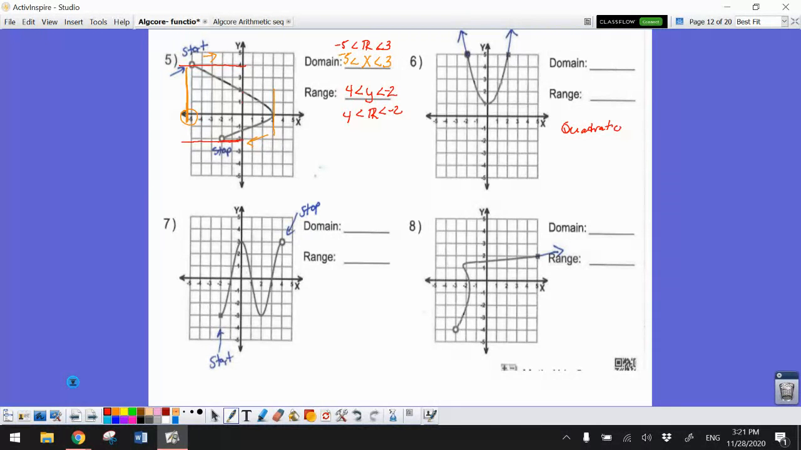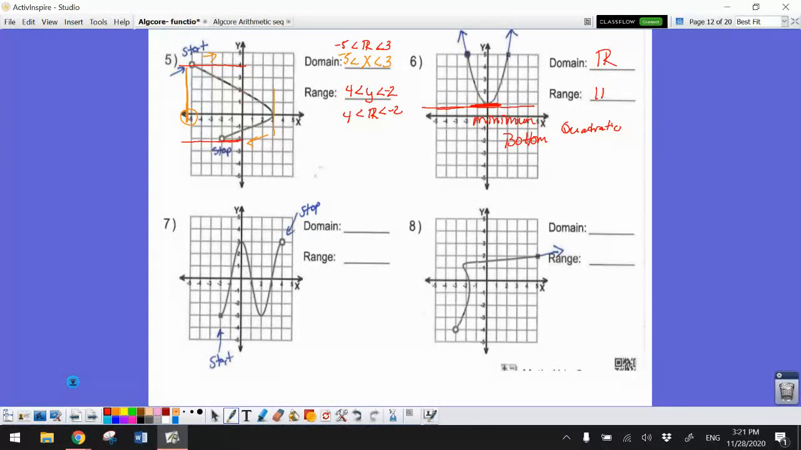Okay, this one's a quadratic. And quadratics don't have stopping points and starting points as much as these start and stops do. So the domain, again, is all real numbers. It didn't change. It's going to continue on forever. But the range, this has a minimum or a bottom. So it is stopping right there at -1.